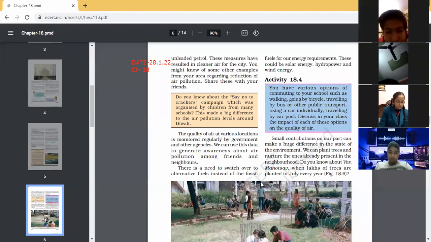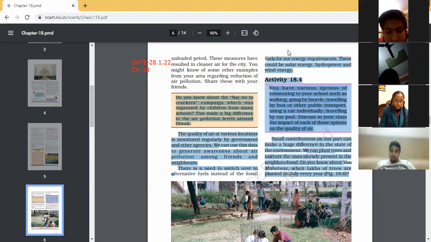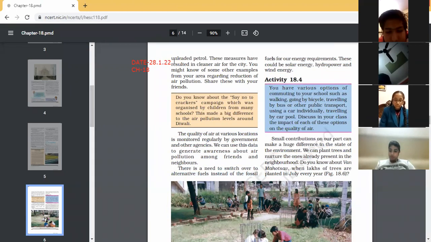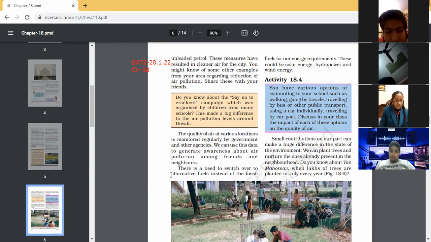There is a need to switch over to alternate fuel instead of the fossil fuel for our energy requirement. These could be solar energy, hydropower, and wind energy. So there is a need to switch to the alternate sources. So children, first we have discussed that instead of petrol and diesel, we are using CNG vehicles and unleaded petrol is used. Second is that alternative fuels we are using instead of the other fuels.